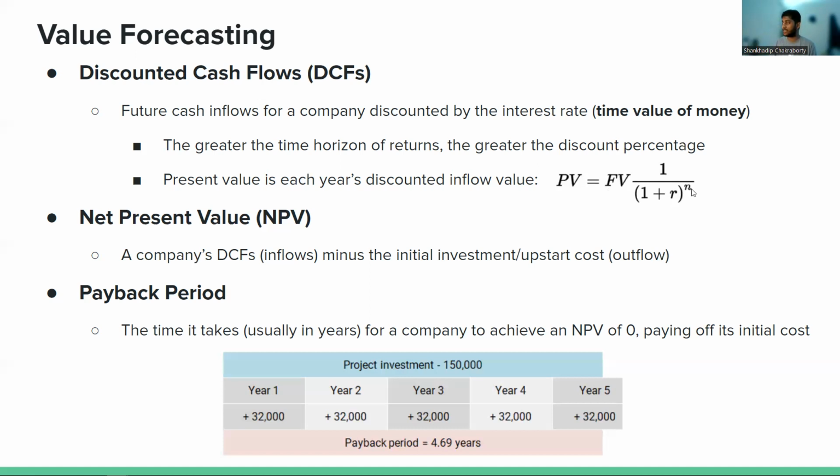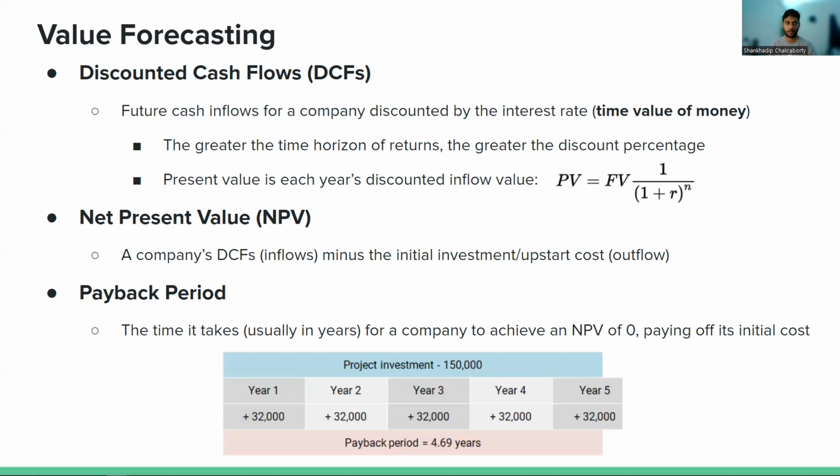As N increases, that exponent, your PV is going to plummet. If that N is 1, then it's just probably going to be 1.08 or something if your R is 8%. But if that N is 10, then that 1 plus R is going to be a lot bigger, actually. And so FV divided by anything that has a higher N is going to lead to a lower PV.